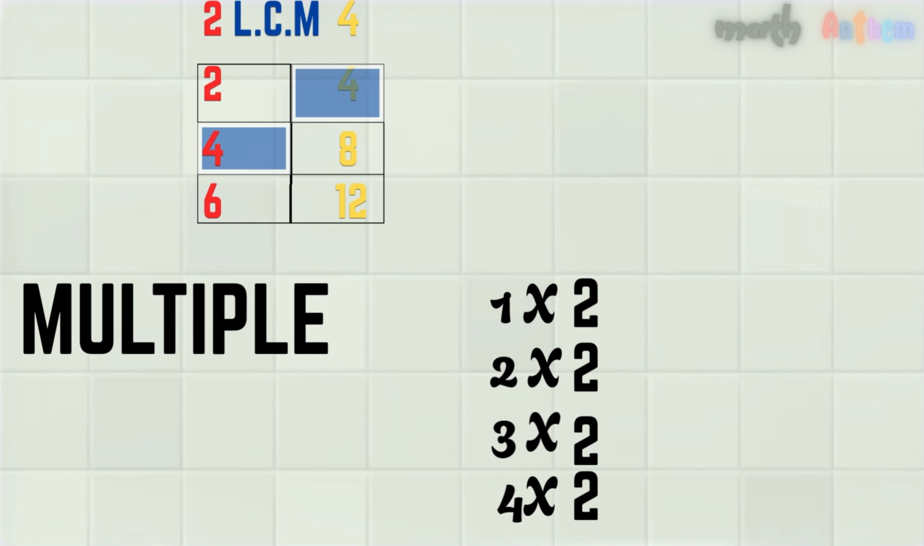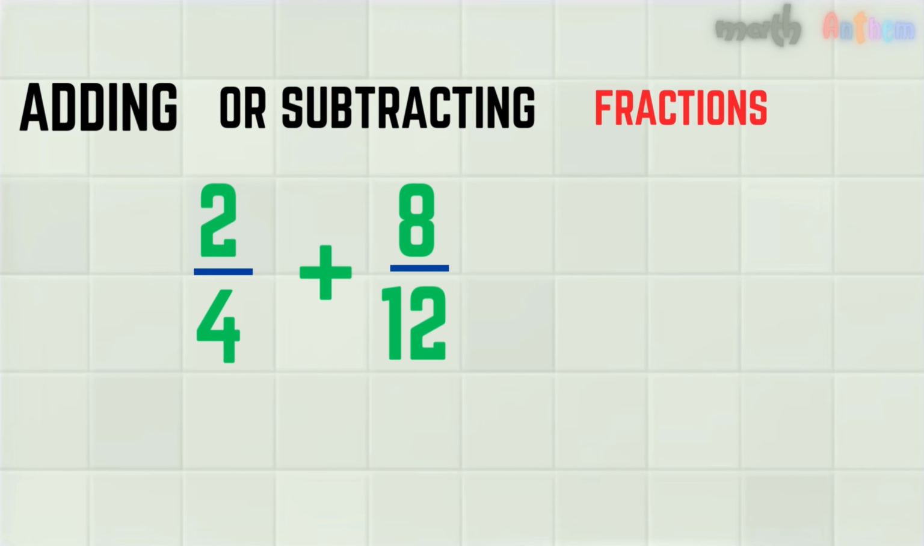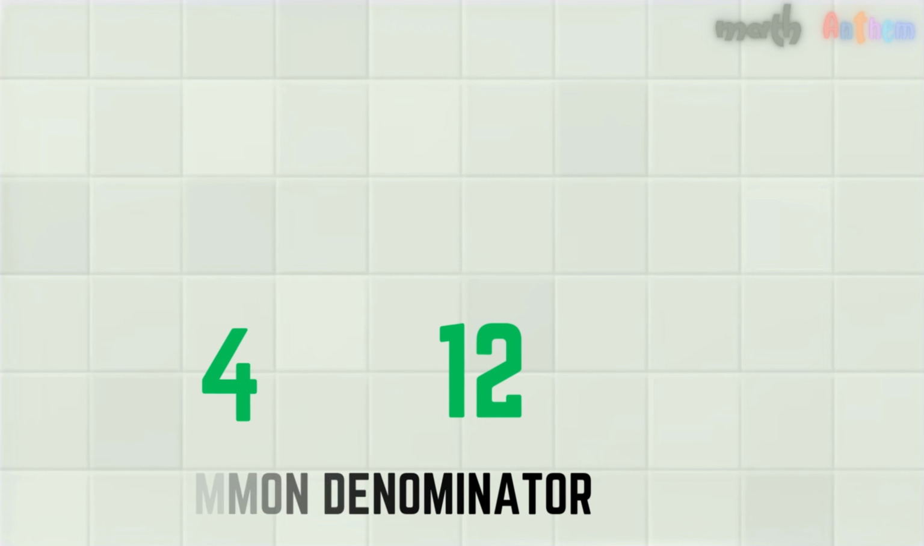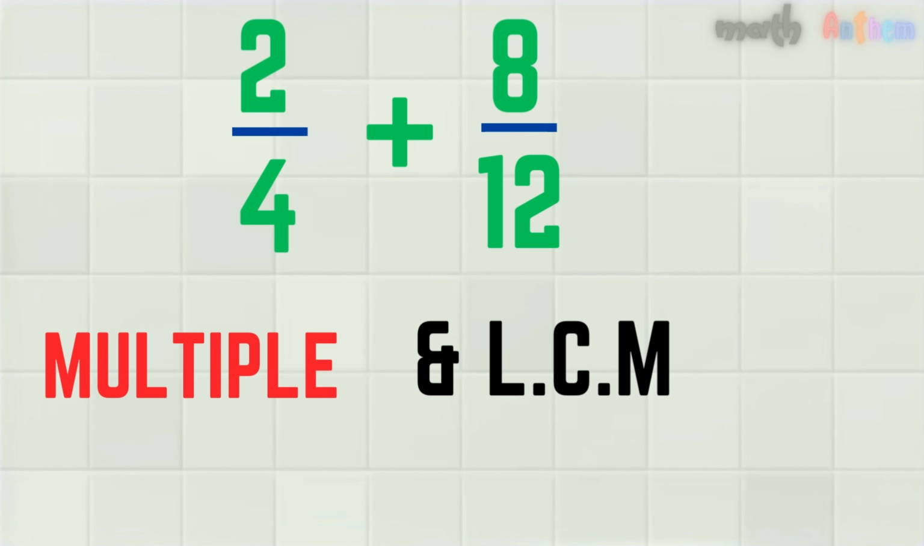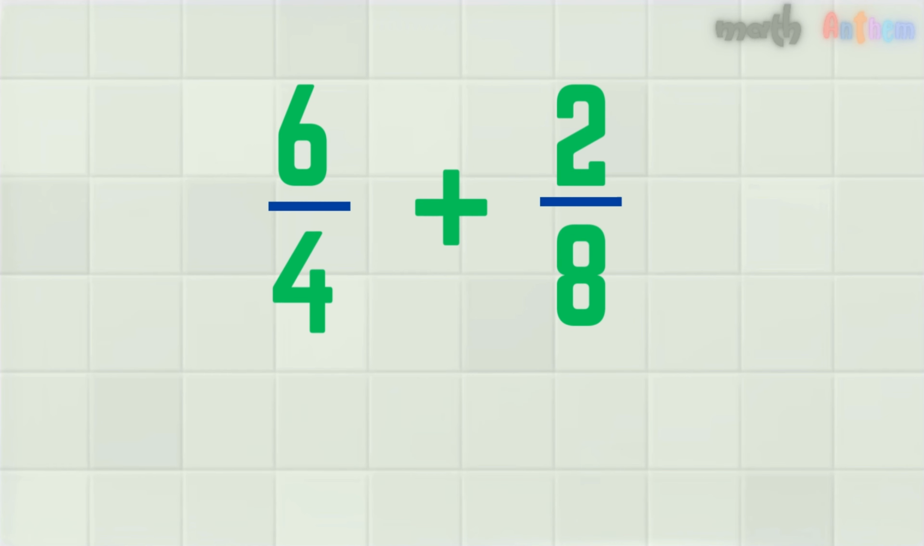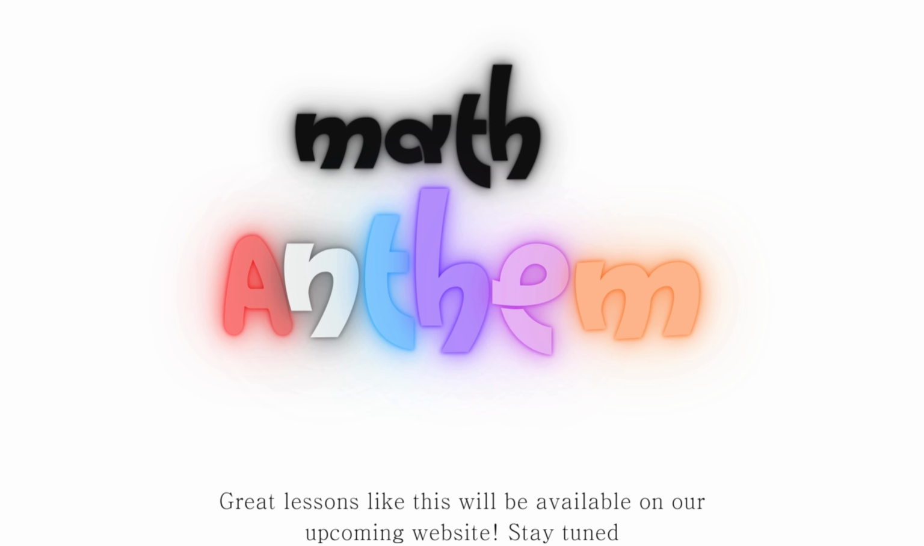After learning this, you might be wondering, what is it good for? Well, we can use it for adding or subtracting fractions with unlike denominators. When the bottom numbers, denominators, are different, we need to find a common denominator, and that's where multiples and LCM come in. Want to apply what you've learned? Then check out the next lesson, where we'll learn how to find a common denominator using what you already know about multiples.